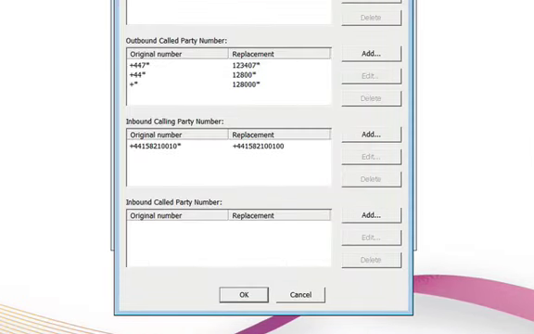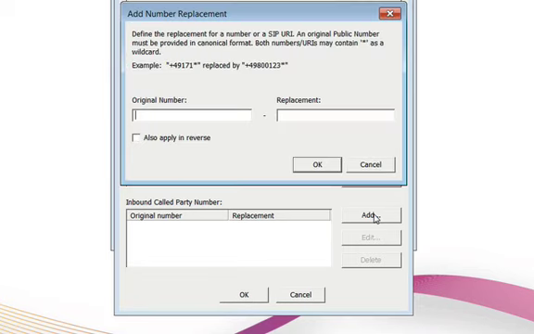We need to look at the inbound call party number and add. So we start off by typing in what we're actually receiving, or what Swyx believe we are receiving. Is +44 20 and then 3, and anything after that is irrelevant.